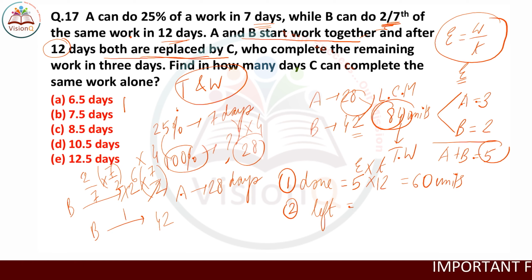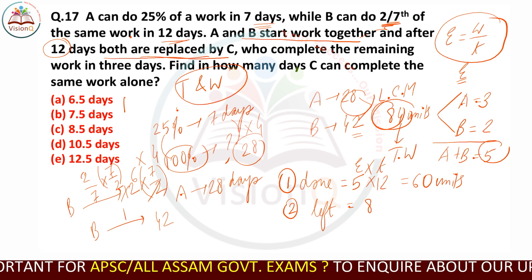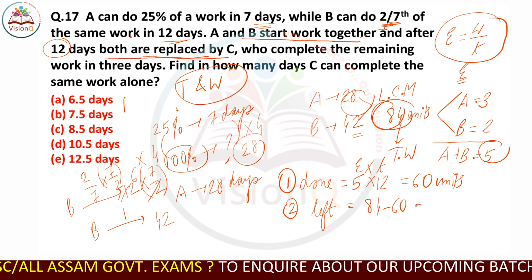Now total work is 84. From 84, if 60 units of work have been done, we need to find out how much work is left to be done now. So 84 minus 60 gives 24.